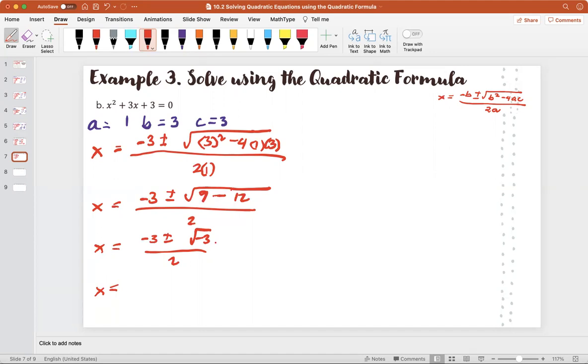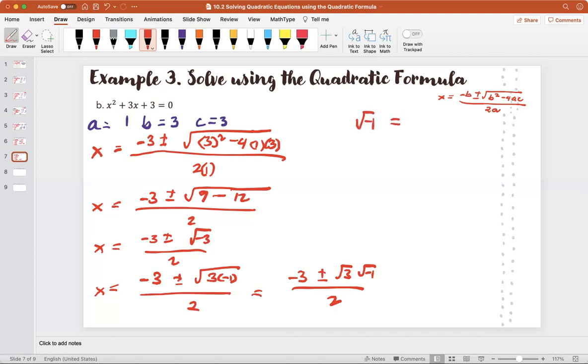But let me show you why. We have negative 3 plus minus. We know that we can factor negative 3 as 3 times negative 1. But note that square root of 3 times negative 1 can be written as square root of 3 times the square root of negative 1. But in section 9.7, we know that square root of negative 1 is an imaginary number. It doesn't have a real root.